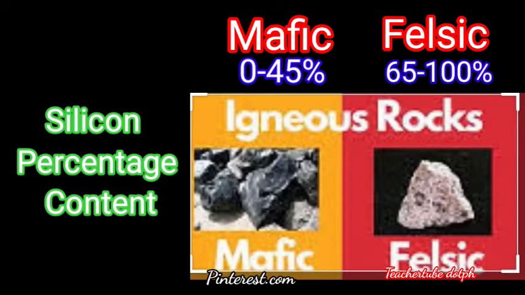Alright, igneous rocks are also classified according to the silicon percentage content. They can be mafic or felsic. Mafic has 0 to 45% silicon, and the felsic has 65 to 100% silicon. Now the mafic rocks are dark colored.